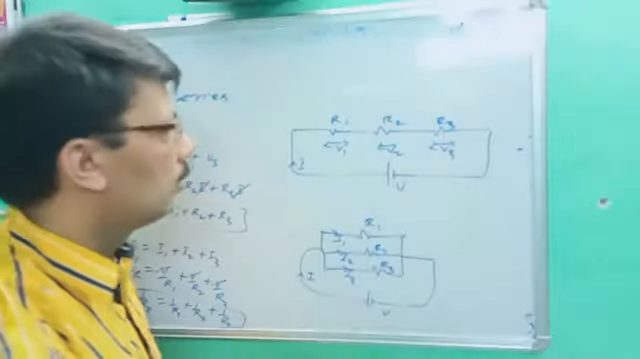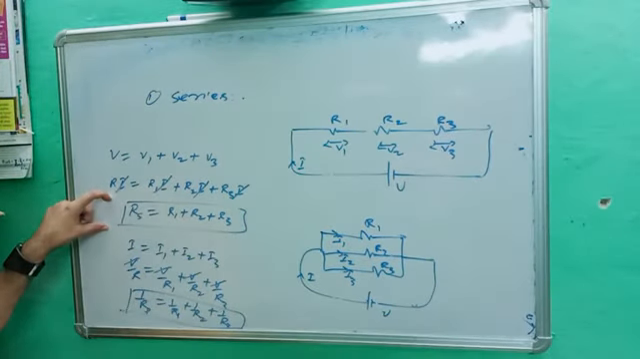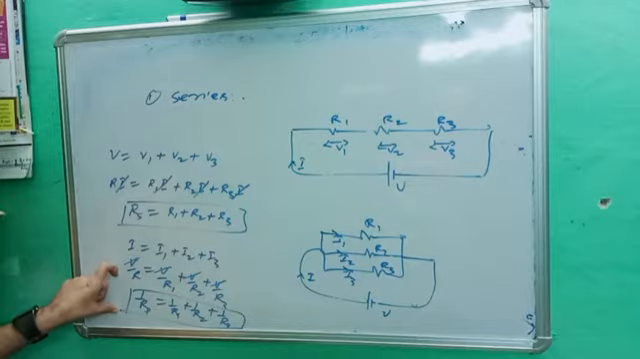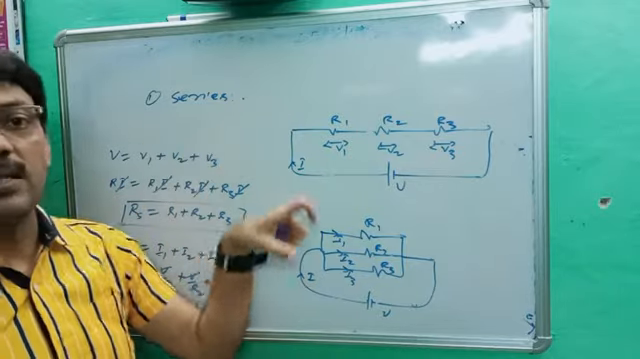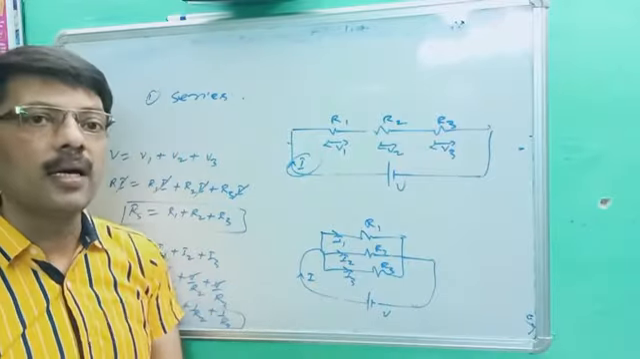Are you getting the point? This is already taught in class 10. Very easy. So this is the formula for combination of resistance in series, and this is the formula for parallel. You can decide series or parallel by current. If current is constant, they are in series. If current divides, they are in parallel. Okay.